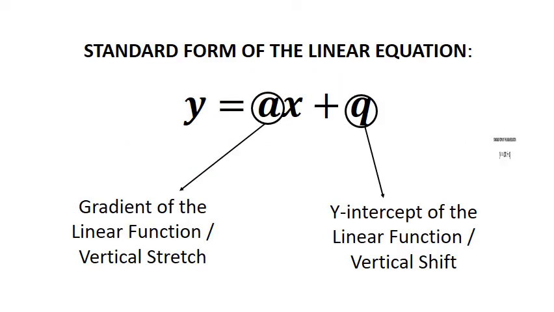Just to recap quickly, you will see the standard form of the linear function is y = ax + q. And you can see there that a is the gradient of your linear function, or like you would have seen in your notes, is the vertical stretch. And then q is the y-intercept of your linear function, or you would have seen in the notes, it is your vertical shift.